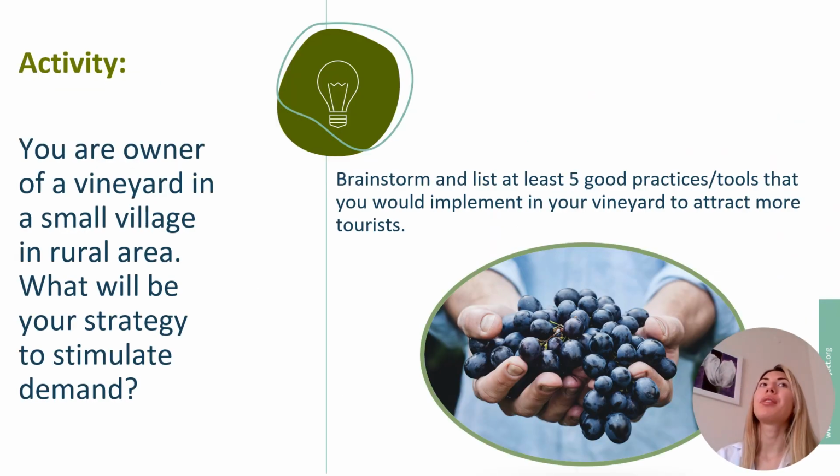Now, I will present you an activity. You are an owner of a vineyard in a small village in a rural area. What will be the strategy to stimulate demand? The idea is to brainstorm and list at least 5 good practices or tools that you would implement in your vineyard to attract more tourists. You have 30 minutes to do this.